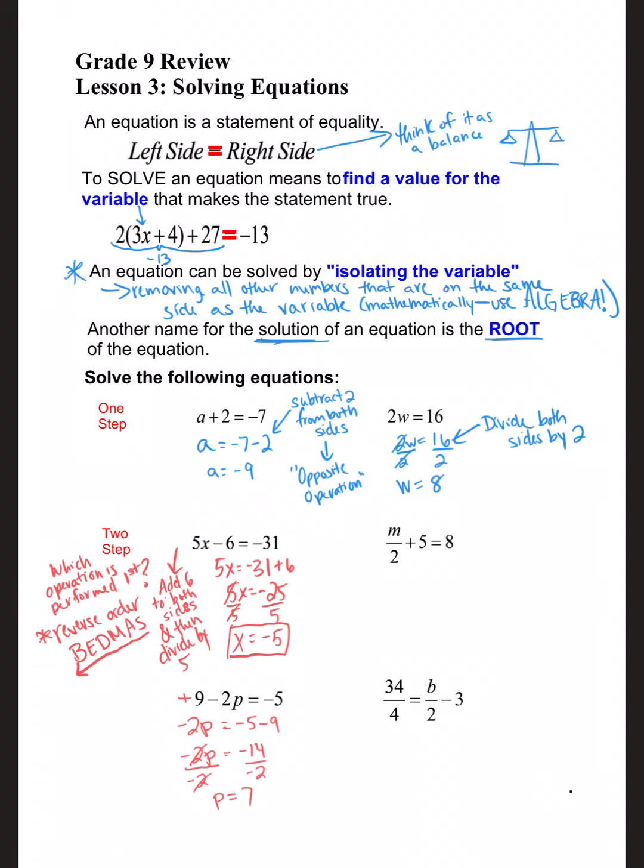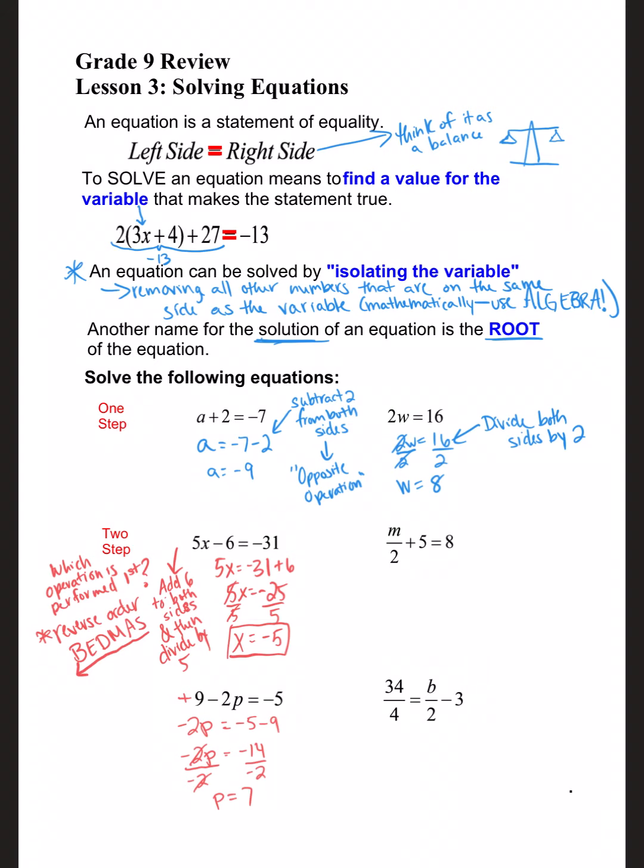So there's the solution to the next one. If we had a positive 9 minus 2p equals negative 5, we're first going to take that positive 9 and subtract it from both sides. So we'll subtract it from the left to get rid of it, and then we'll subtract it from the right. So you'll have a negative 14 on the right, and then we'll have to divide by a negative 2 to clear that negative 2 from the left side. So you should be left with p equals 7.